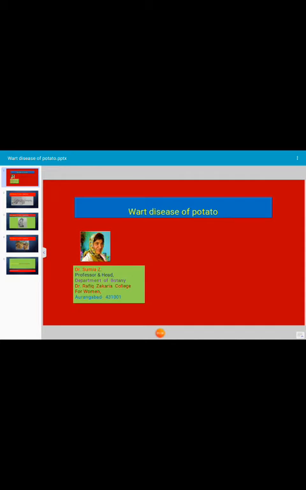The disease is caused by a pathogen known as Synchytrium endobioticum, and this pathogen also occurs on other crops of the family Solanaceae. This pathogen has a broad spectrum of host range.